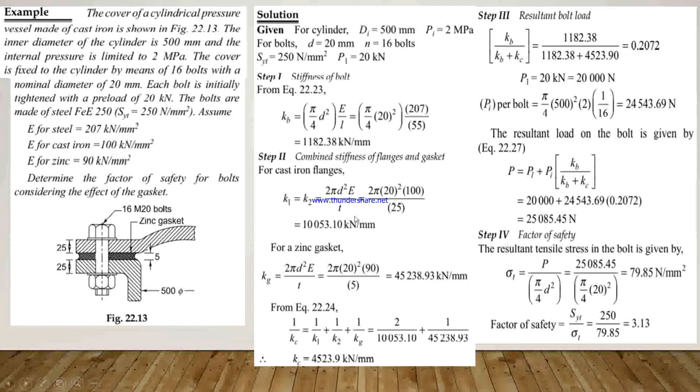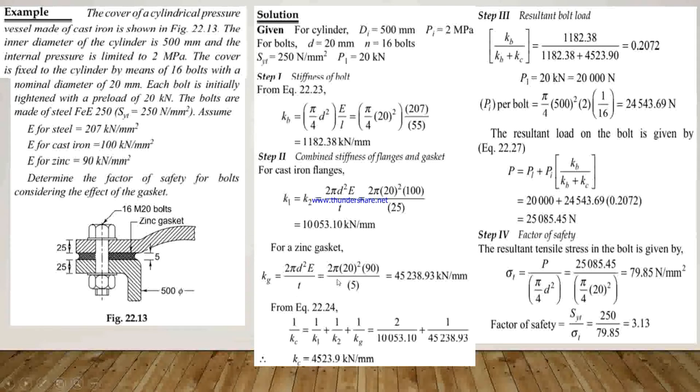Now in the second step, we are going to calculate the combined stiffness of the flanges and gasket. For that, first we calculate the stiffness for the flanges and then for the gasket. K1 and K2 are the stiffness for the flanges, and we calculate them by using the formula A divided by t for the flange, putting the diameter of the bolt and the flange material. K1, K2 is equal to 10053.10 kN/mm.